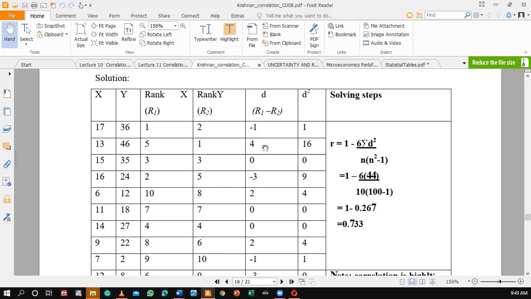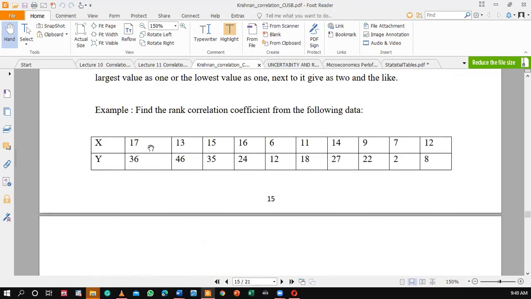When you do that, the difference will always be 0, because if you are arranging the variables in descending order, then here will be 17, here will be 46, here will be 16, here will be 36. Now, if you are ranking them, 17 will be 1, 46 will be 1, 1 minus 1 will be 0, 15 will be 1, 36 will be 1. So 1 minus 1 will also be 0. So just keep them like that. Don't change them. It's supposed to be like this.